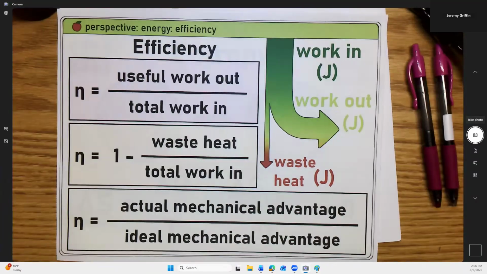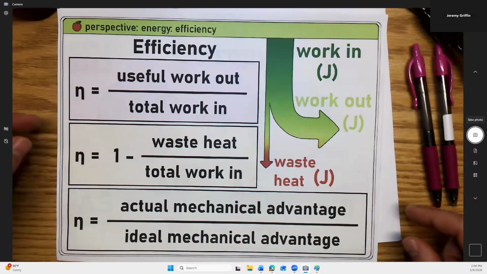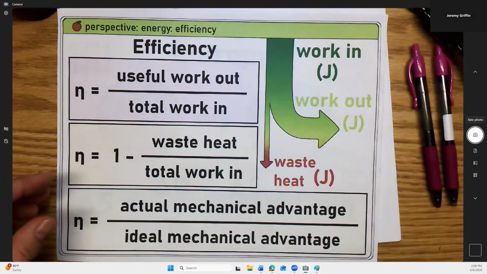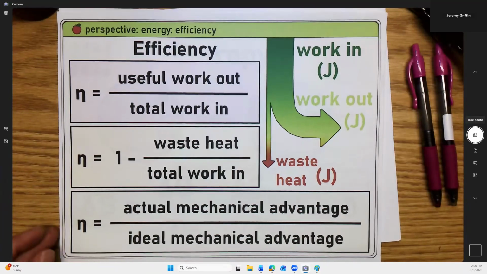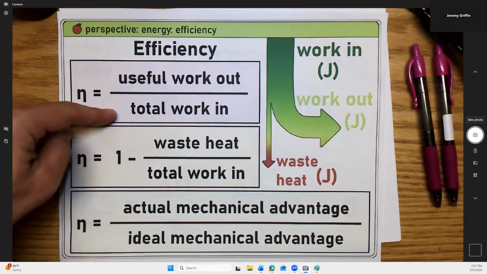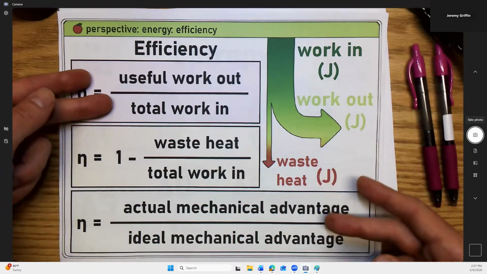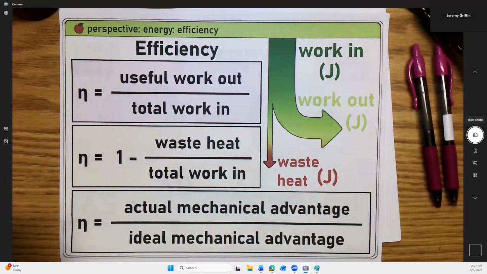Okay. All right, efficiency here. So any process you run, let's say you put in some fuel to an engine and you run the engine, it's never going to be 100% efficient. So you put some work in or some energy in, and there's going to be some useful work out, but then there's going to be some waste heat. Right? You take this ratio, useful work out compared to total work in. It's called efficiency. There's some other equations for it too.